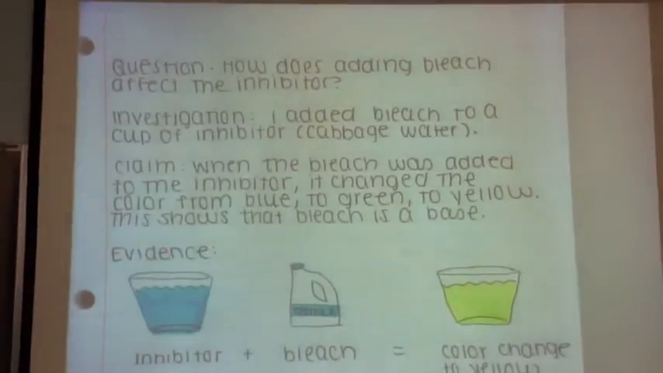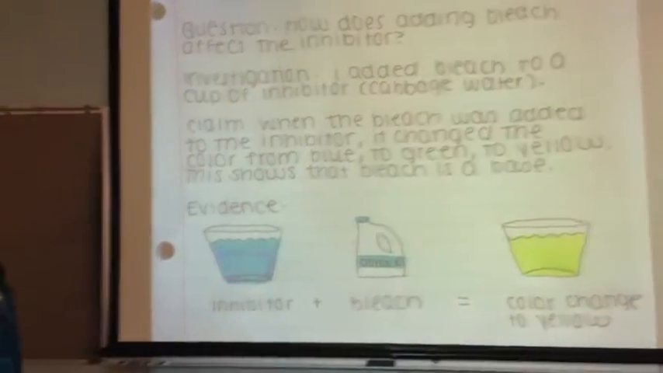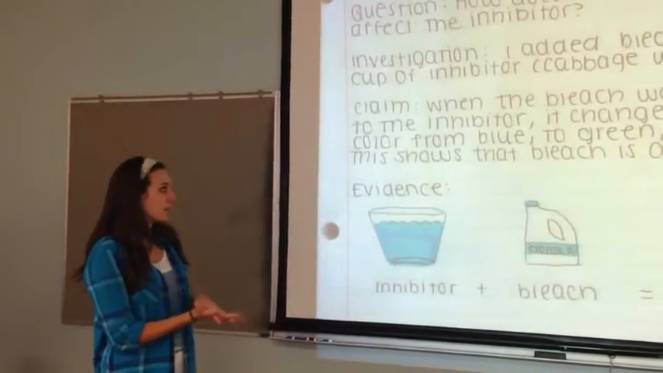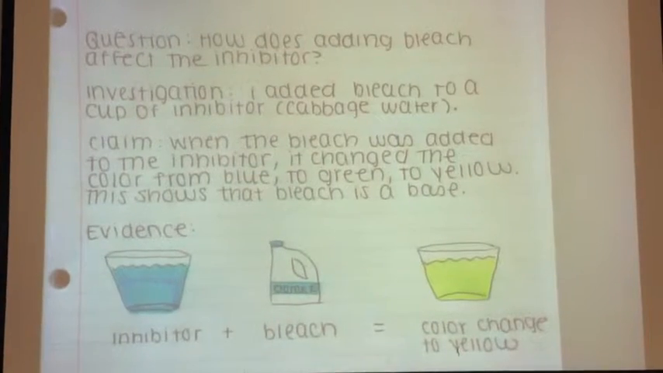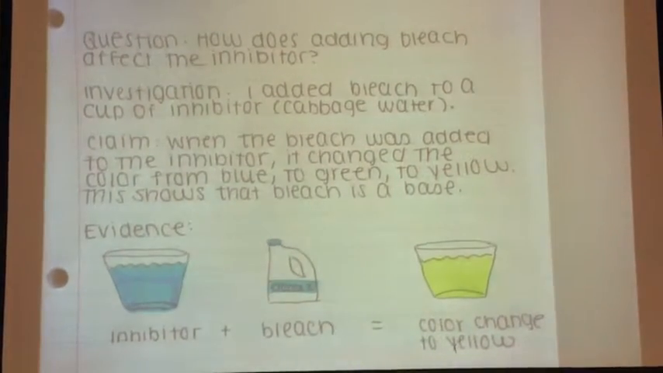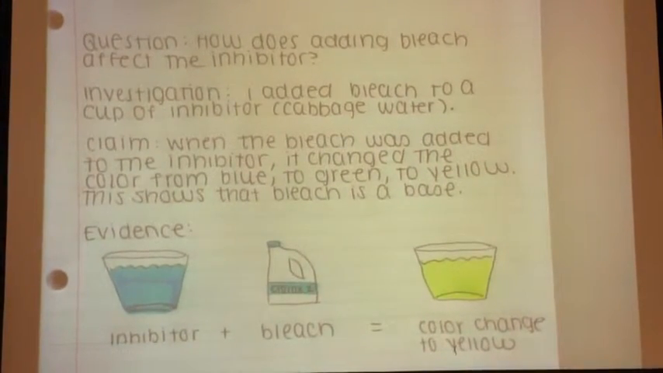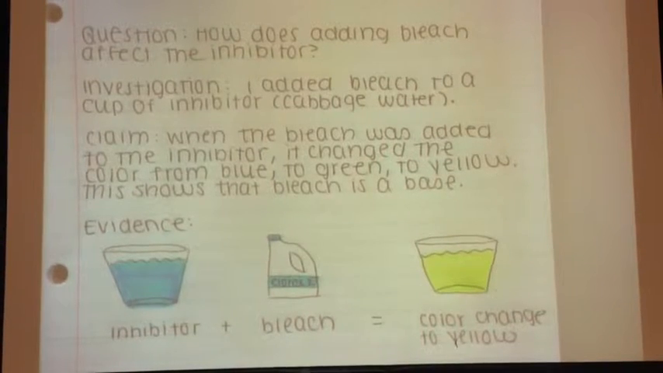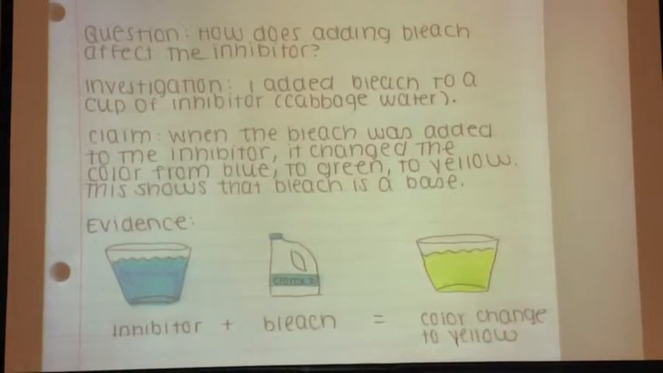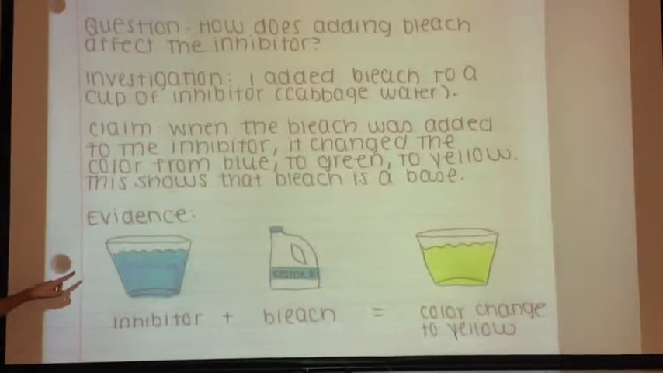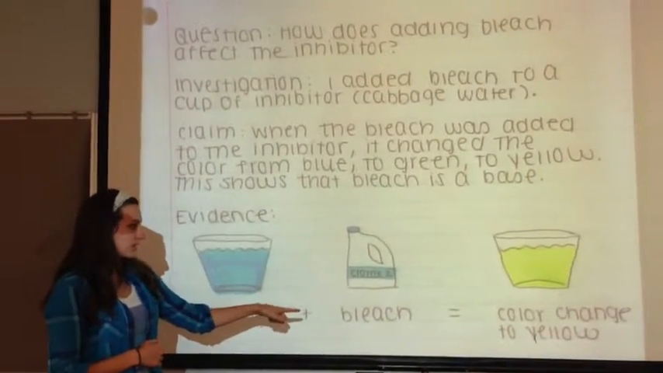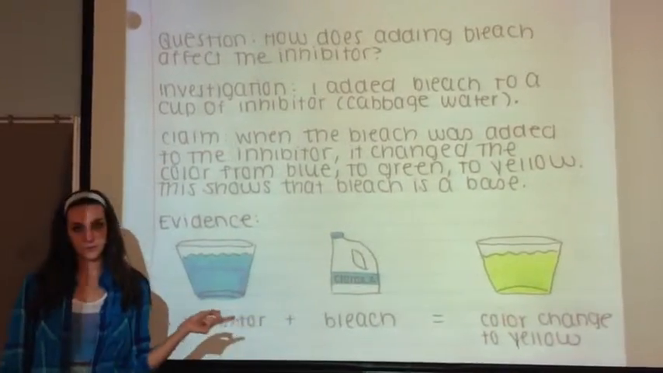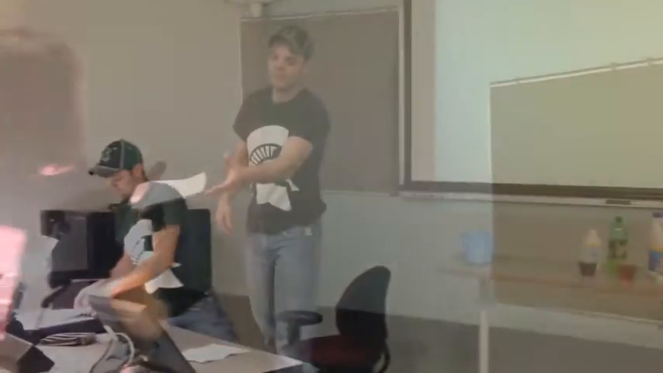So my question was, how does adding bleach affect the inhibitor? And for my investigation, I took a cup of inhibitor, which was the cabbage water, and added the bleach to it. And my claim was, when the bleach was added to the inhibitor, it changed the color from blue to green, and therefore it shows that bleach was a base. And for the evidence, I showed a picture of the blue inhibitor, and then you add the Clorox bleach, and it changes it to a yellow. Very good.